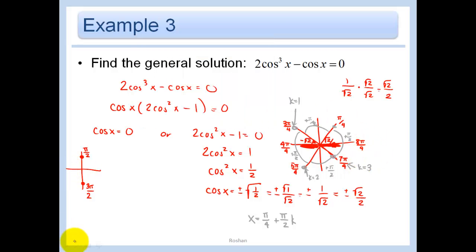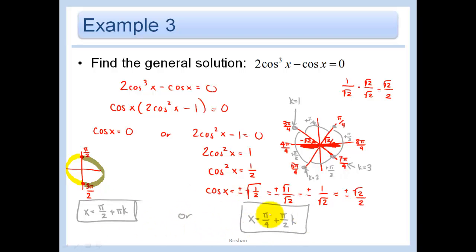Let's see if we can figure out this one. To get from here to here, we just go plus pi. To get from here to here, we also add pi, giving us x equals, we started at pi over 2, and we just kept adding pi k from there. So here or there. That's our final answer. Lots of answers that we have for that one.